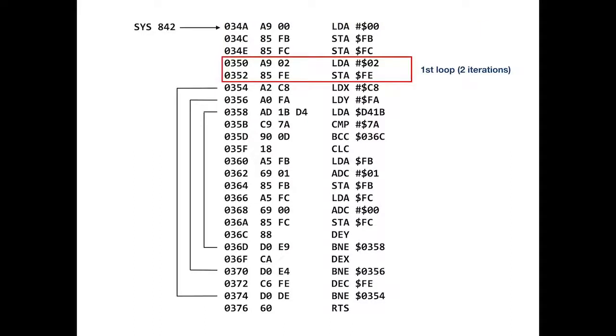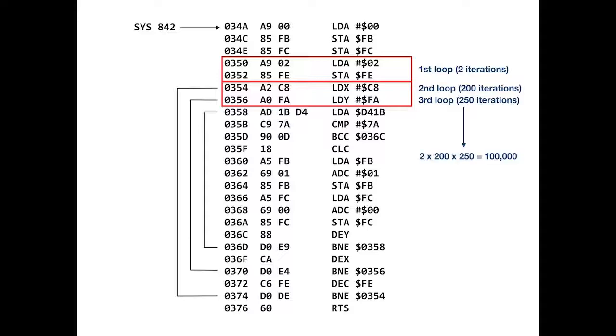Then we initialize the first loop, which will be 2 iterations. Next we initialize the second and third loop with 200 and 250 iterations respectively. If you're doing the math, that's 2 times 200 times 250 equals 100,000 iterations.